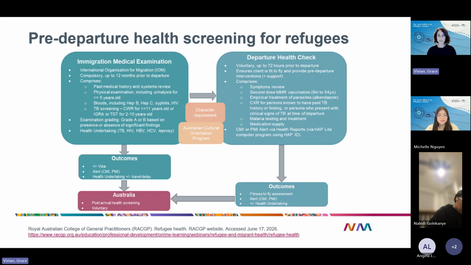Now, this is a hugely busy slide. You don't need to know any of it. It's there really just to impress upon you that 2 health checks are undertaken before coming to Australia for refugees. So that's the immigration medical examination in the top left, and in the top right, the departure health check, which is basically a fitness to fly check to ensure that the patient is safe enough to get on a plane. As you can see, this is pretty comprehensive. There's a lot that's actually done to support and to make sure that the health and well-being of refugees coming to Australia, that some of those needs are met.